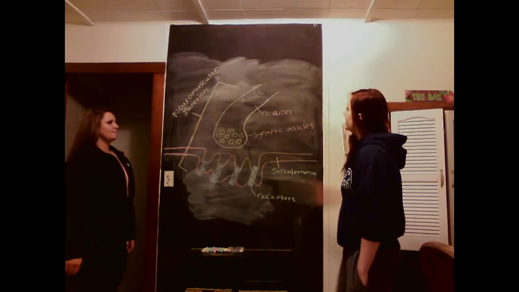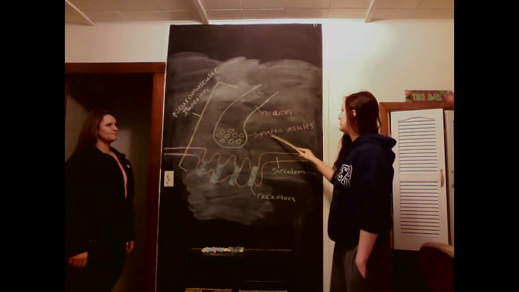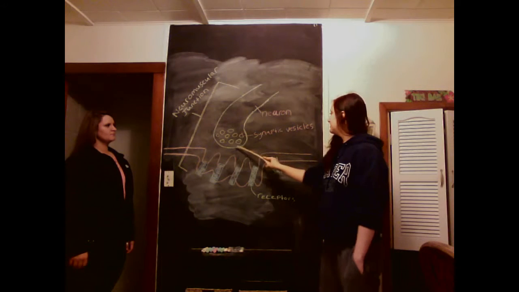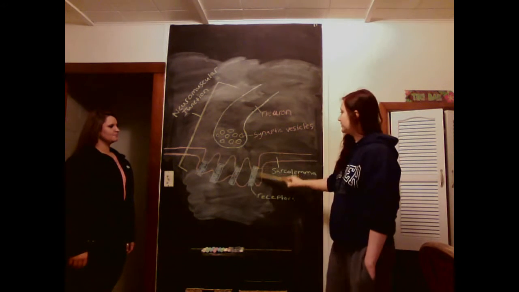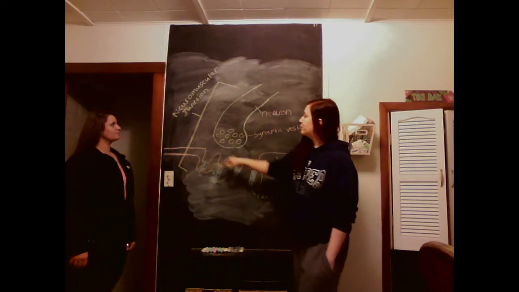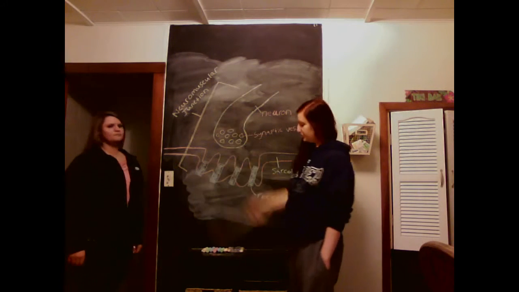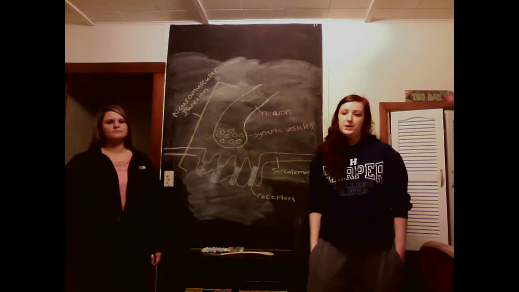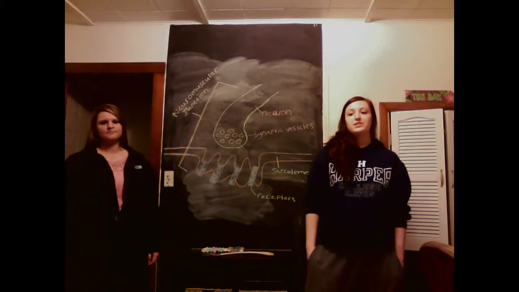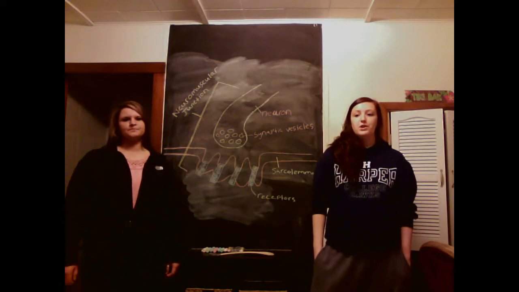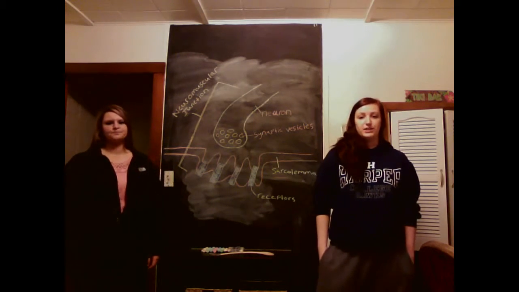Go over this diagram. This is the neuron. These are the synaptic vesicles over here. This is the sarcolemma, this wavy part. These are the receptors, and this whole part is the neuromuscular junction. The nerve terminal contains synaptic vesicles. The synaptic vesicles contain acetylcholine, which is a chemical neurotransmitter.